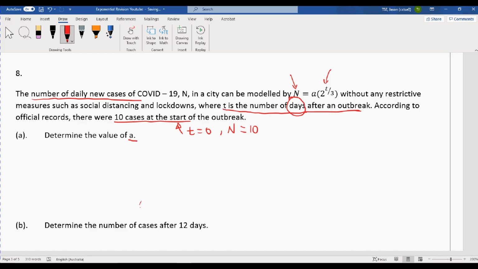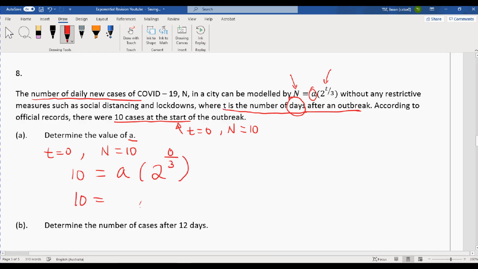Where's A? A is right here, if you can see it. How could we find A? Of course, we need to use the initial conditions. t equals 0, n equals 10, and you put those values into the model. Remember that's 2 to the power t over 3, so that's 0 over 3. Of course 0 over 3 is just 2 to the power 0, which would just be 1. So you got A equals 10. That's it.